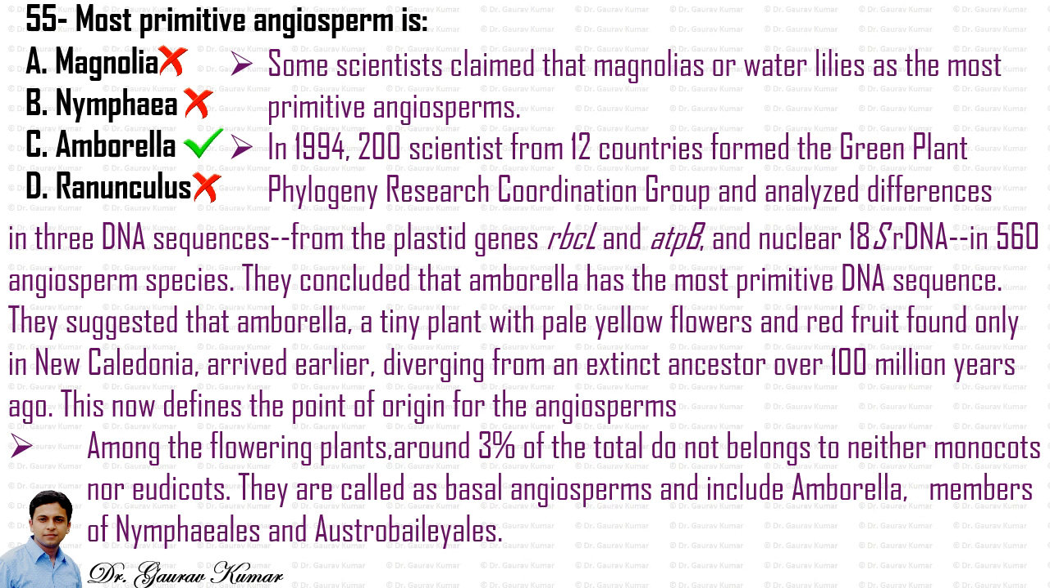And in the 2014 question paper, they were asked which among the following is a basal angiosperm. In that case also the answer was Amborella, because among the flowering plants, around 3% of the total belong to neither monocot nor eudicot. They are called basal angiosperms and include Amborella and then members of Nymphaeales and Austrobaileyales. This is important.